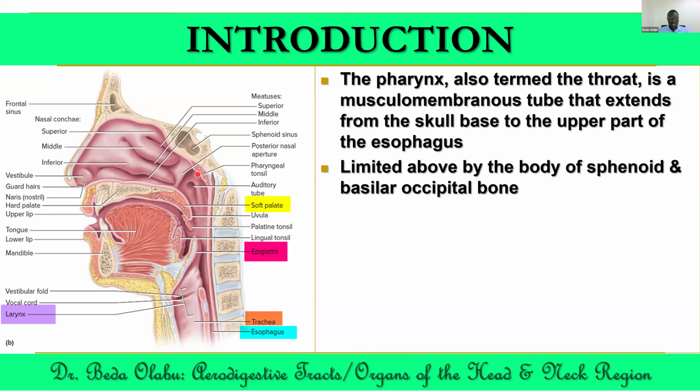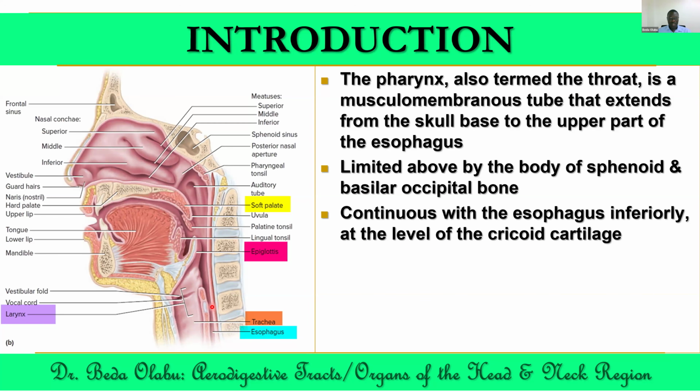So as I've mentioned already, superiorly, the pharynx is limited by the sphenoid bone as well as the basilar part of the occipital bone. You can combine the basilar part of occipital bone together with the posterior part of the sphenoid and call that the clivus. So limited superiorly by the clivus and inferiorly, the pharynx is continuous with the esophagus at the level of the cricoid cartilage.